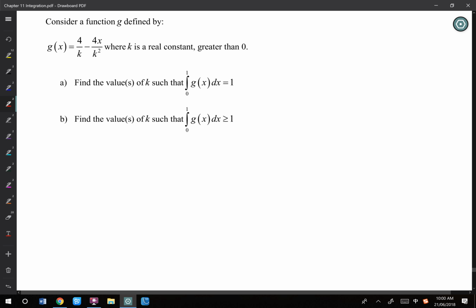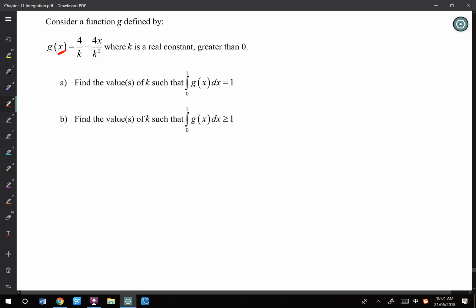Consider a function g defined by that. Can you tell me what kind of graph is that? Like what function is that? What's the name of the function here? Look carefully at what your variable is. What is your variable? x or k? X. K is the constant.